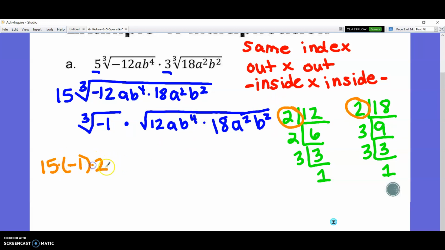15 times negative 1 times 2. And then I also have a pair of 3's here, so I could take whichever pair. It does not matter. So a pair of 3's. So I use this 2, these 3's, and then I have a 2 and a 3 left. Now it was a cube root. Whoops, it was a cube root.